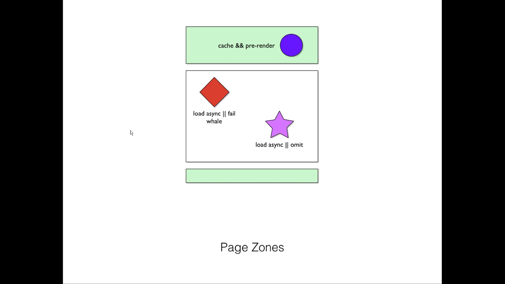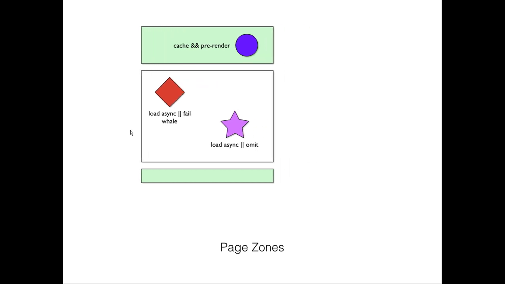So here's an example of page zones. We've got a sweet little circle up there, we've got a diamond, and we've got a star. The circle is outside of the Angular zone, so we can cache and pre-render it. The diamond, we're going to load async. It's within the Angular zone. If it doesn't come back, we're going to have to fail whale. But that non-functional requirement, that business logic, is kind of outside the scope of Play, and now you have to start thinking about that on the UI level. What's going to happen if this data doesn't come back in 1 second or 2 seconds or 5 seconds? And luckily, the star, we can load async. If it doesn't come back, it doesn't come back.